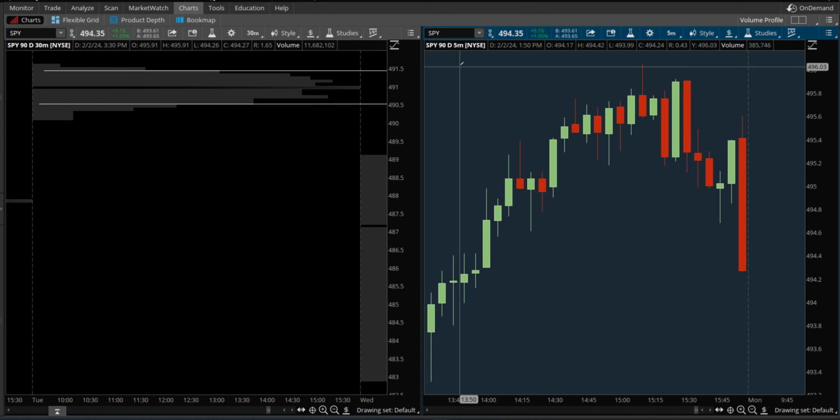I hope you find this helpful. Like I said, consolidation zones based off of volume profile are a great way to stay out of trouble.